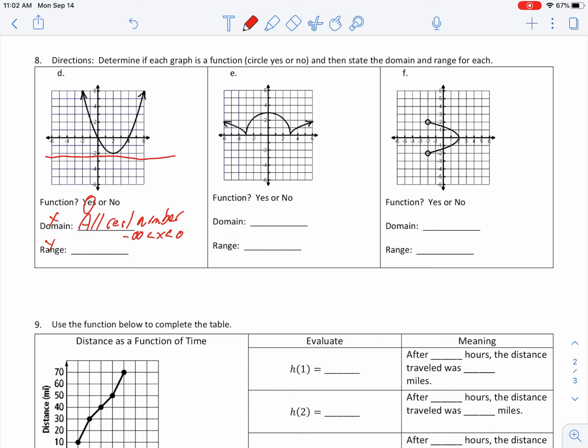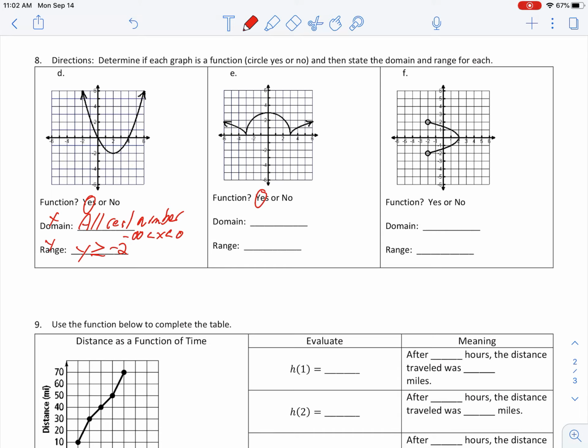For the range or the y's, I'm looking for floors and ceilings. I got a floor, but I do not have the ceiling. The arrows punch right through that ceiling. I want everything above -2. When I say above -2, that means it is greater than -2. And I put an equal to underneath of that because right here, that minimum, it is solid. Solid means or equal to.